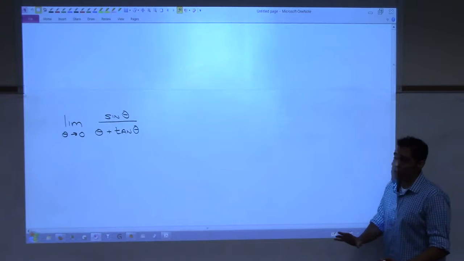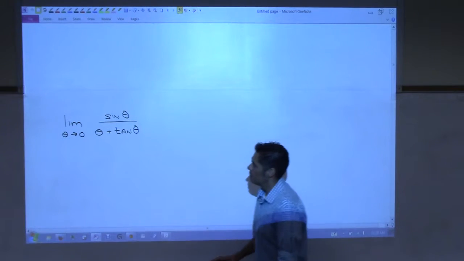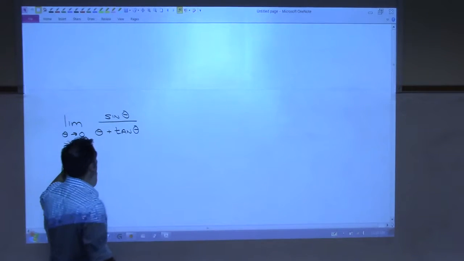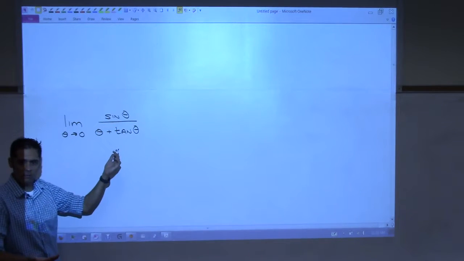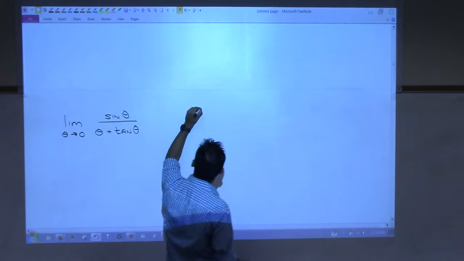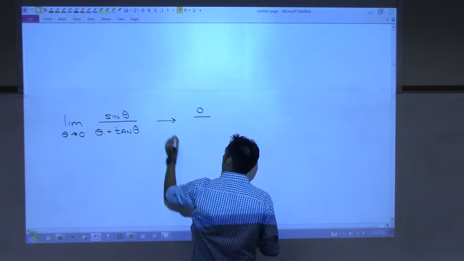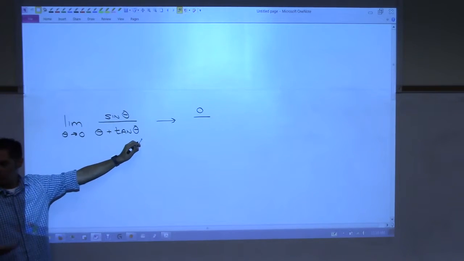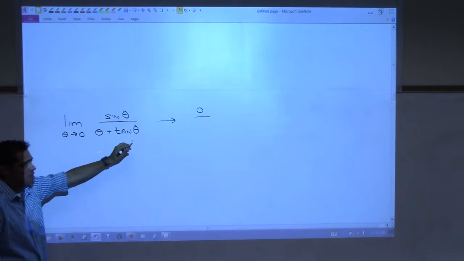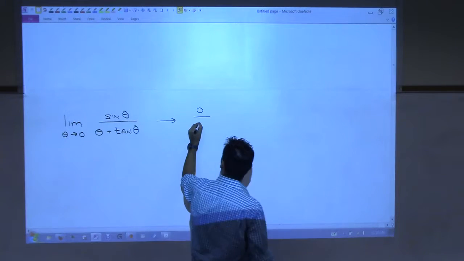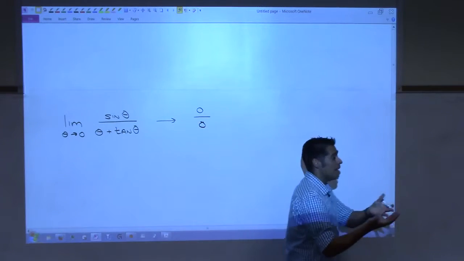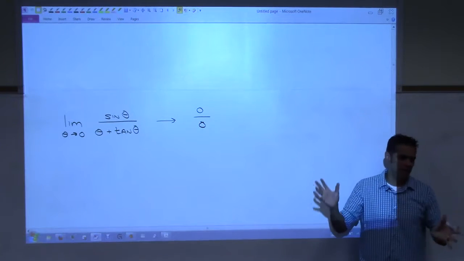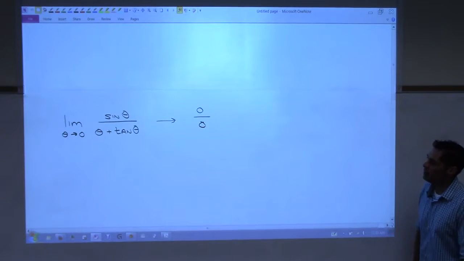So let's see first of all what happens if theta goes to 0. Sine of 0 is 0, we get 0 on top. And then we have 0 plus tangent of 0, and of course you need to know tangent of 0 is 0. So you get 0 on the bottom. So at this point, we have to do something. We can't just say that's it, it's undefined, and then move on.